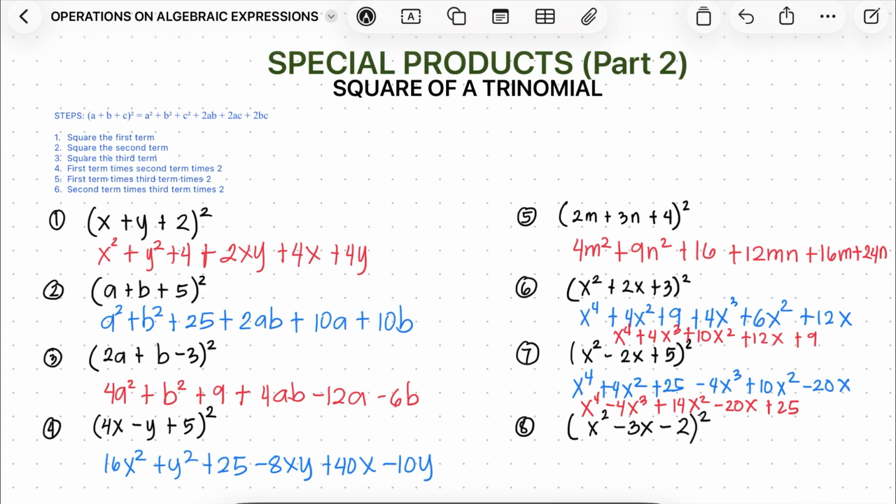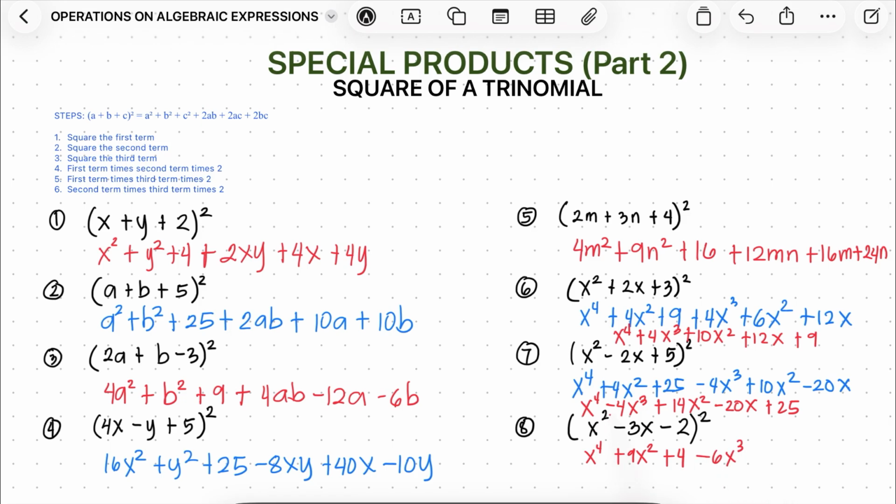So next one, the last example, we have x squared minus 3x minus 2, the quantity squared. So x raised to 4 plus 9x squared plus 4. Okay, so square of the first term, square of the second term, and square of the third term. And then next one is x squared times negative 3x, that's negative 3x cubed, times 2, so negative 6x cubed.